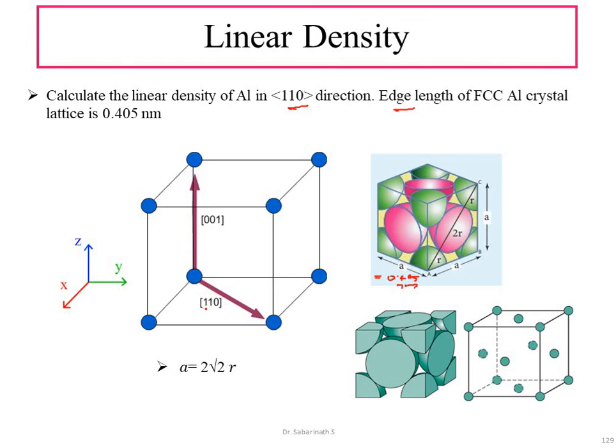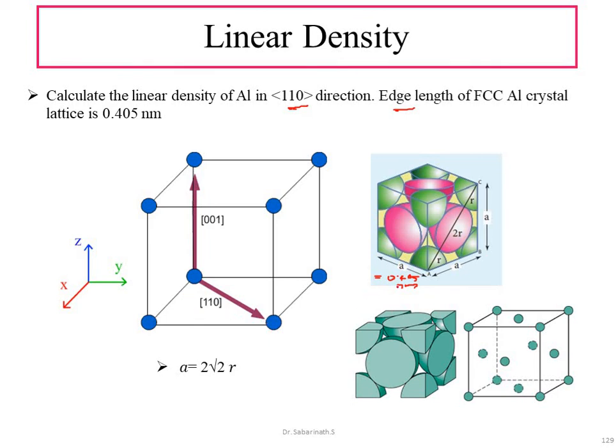This 110 direction means the first one is towards the x-axis, the second one is towards the y-axis, and 0 means no direction along the z-axis. So as per this, we will draw in this direction. I think we have completed all these things in the previous slides. If you have any doubt, just go and check the video and ensure that you have thoroughly studied the directions.